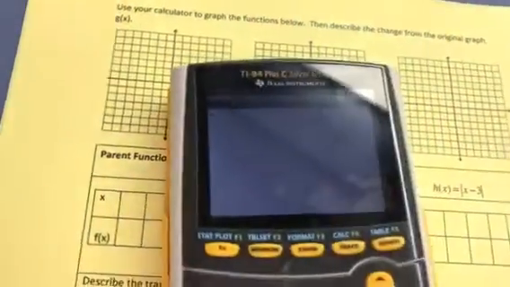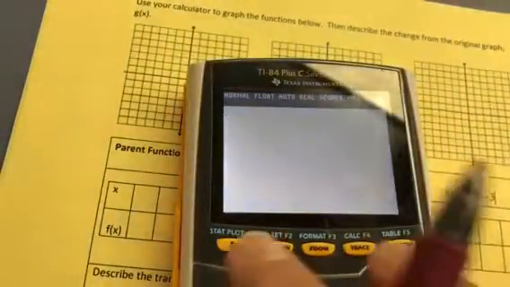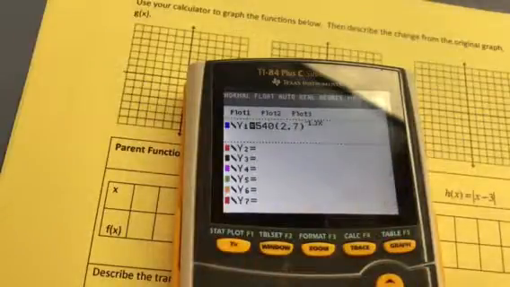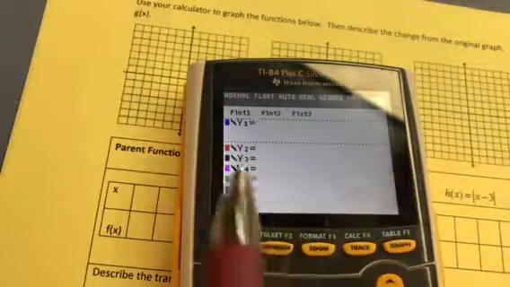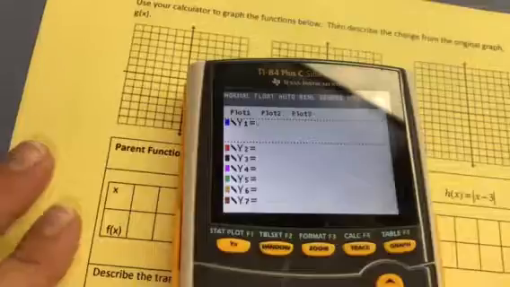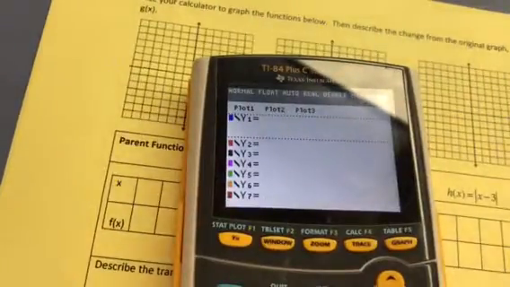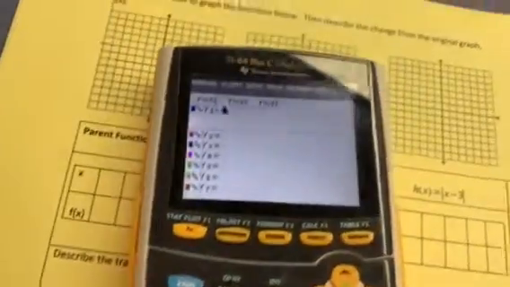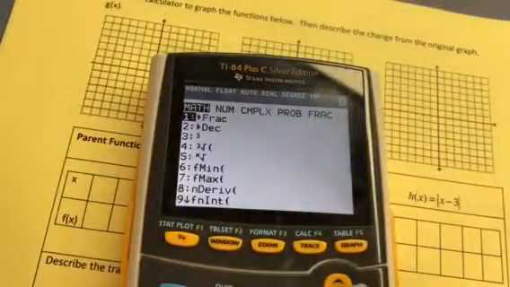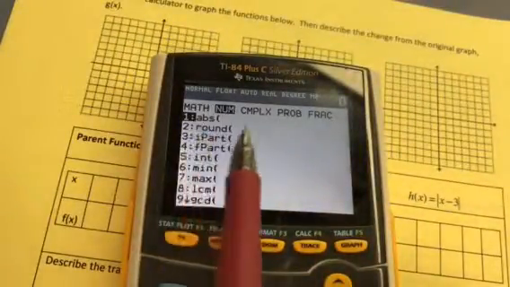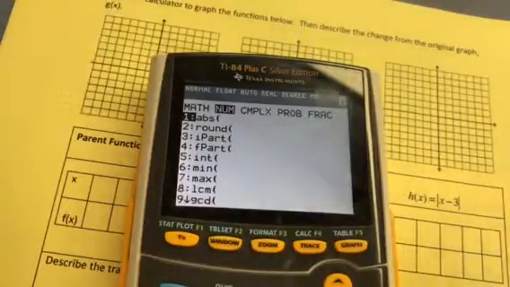So turn on your graphing calculators, and you need to go to y equals, clear out any equations that are there. And first we're going to get the absolute value bars. One way to get the absolute value bars is you press math. Okay? You're going to scroll over to number, and you're going to see ABS. This means absolute value bars. So you're going to select it.